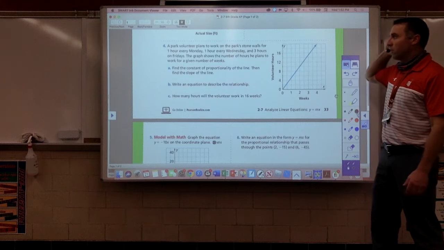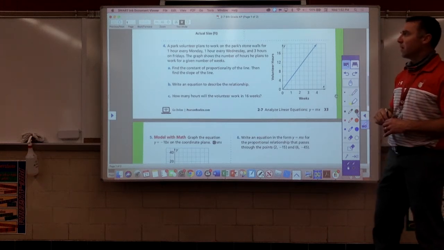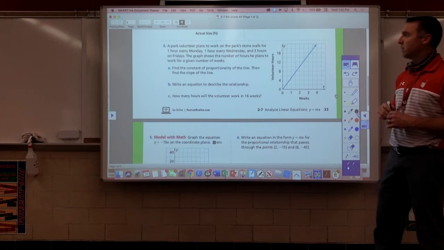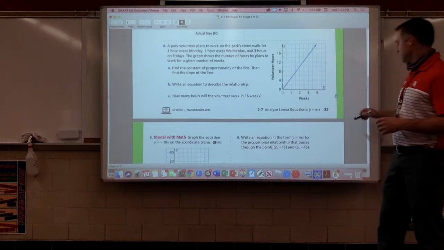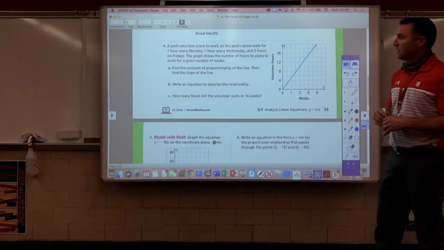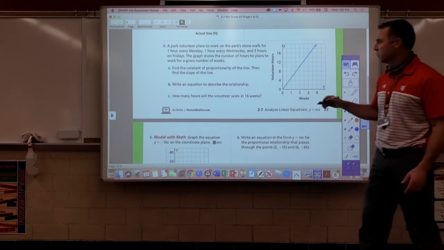Number 4, a park volunteer plans to work on a park's stone walls for 1 hour every Monday, 1 hour every Wednesday, and 3 hours on Friday. Shouldn't you go like 3 hours on Monday and then 1 hour on Friday? No. The graph shows the number of hours he plans to work for a given number of weeks. A, find a constant of proportionality on the line, then find the slope of the line.